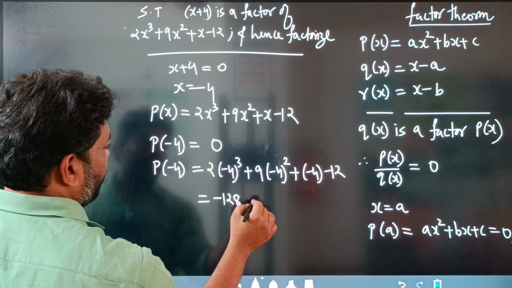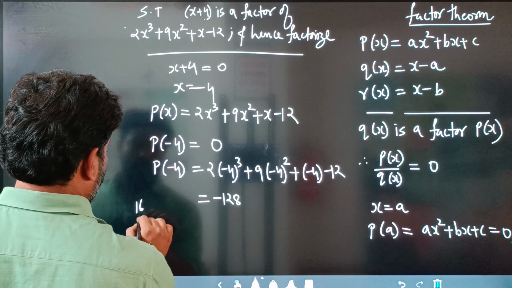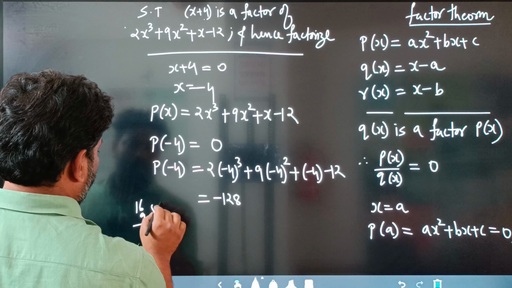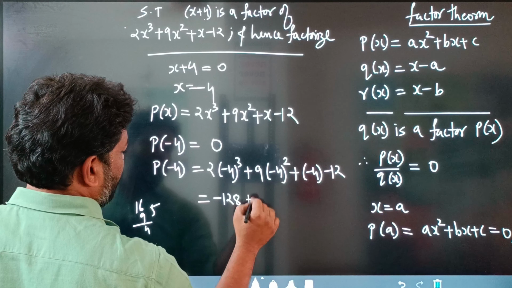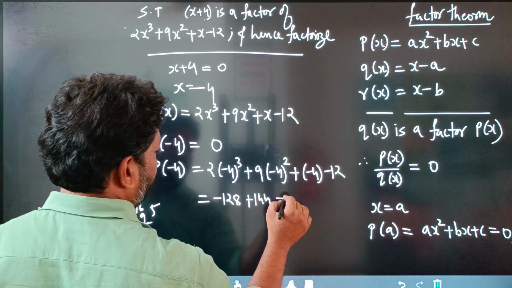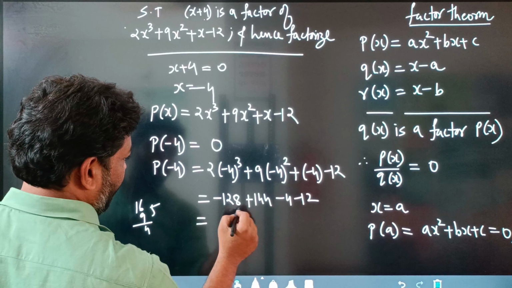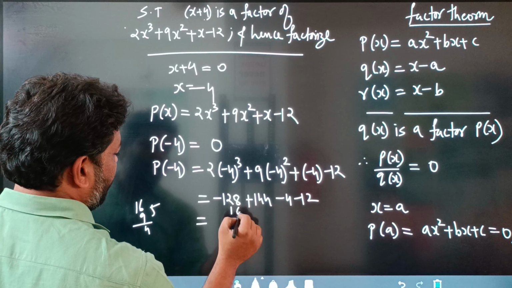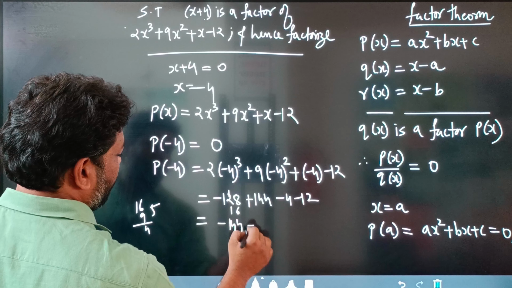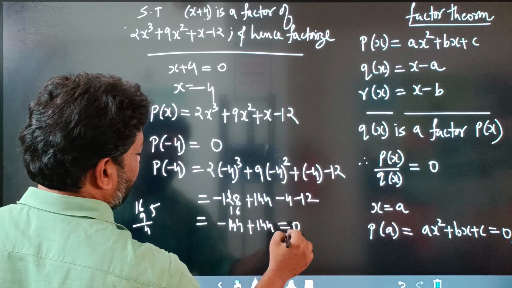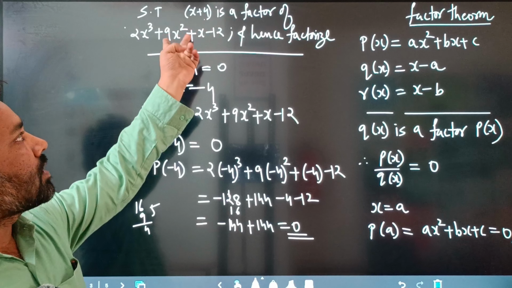Minus 4 cube is minus 128, that is 2 times minus 64. Then 16 nines are 144, so this will be plus 144, minus 4, minus 12. So 4 and 12 added up is 16, minus 16. Minus 144 plus 144, ultimately it gives 0. So clearly proven, x plus 4 is a factor.